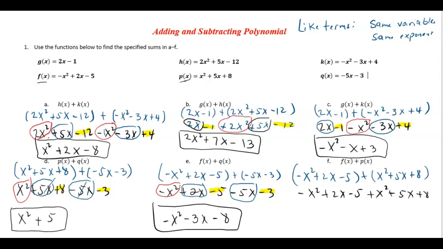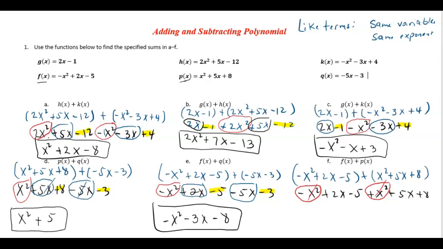So we got a negative x squared over here. And do we have any other x squared? We got one over here, positive x squared. So negative x squared, positive x squared, they're both x squared. The coefficient for both of them is 1 and different signs, so they cancel each other. Negative 1 plus 1 is 0. So we got no x squared term.